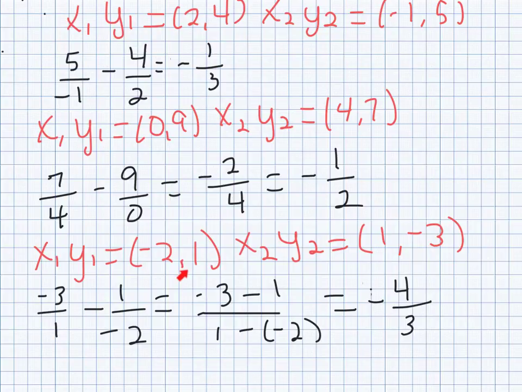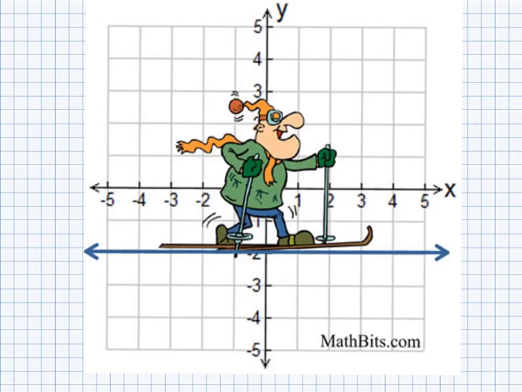x1, y1 equals negative 2 and 1, and x2, y2 equals 1 and negative 3. And that works out to be negative 3 minus 1 over 1 minus negative 2. We'll talk about that double negative there. So I rewrite my equation here, the negative 3 minus 1 on top, and over here I have a double negative, because we had a negative here and a negative here. That's going to make a positive, and so we just end up with negative 4 over 3.